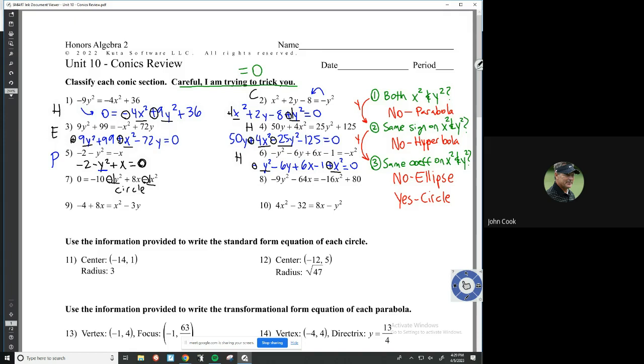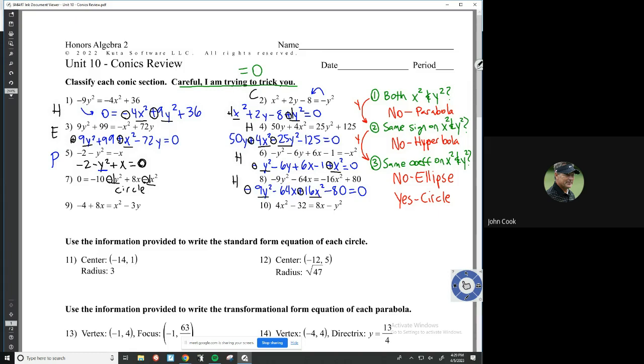Number 8, looks like I'd have to move over the negative 16x squared and the 80. So I'd get negative 9y squared minus 64x plus 16x squared minus 80 equals 0. All right, and then I ask the questions. Let's see here. I've got both a y squared and an x squared. So yes, they do not have the same sign. One is positive, one is negative, so that makes this a hyperbola.